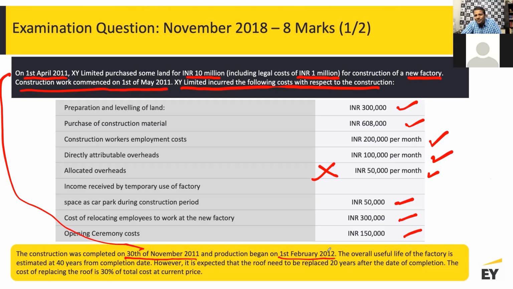What does it mean? That means the asset was available for use on 30th of November. Remember this. Again, we talked about this. The overall useful life of the factory is estimated at 40 years from the date of completion. What is the date of completion? 30th November 2011.